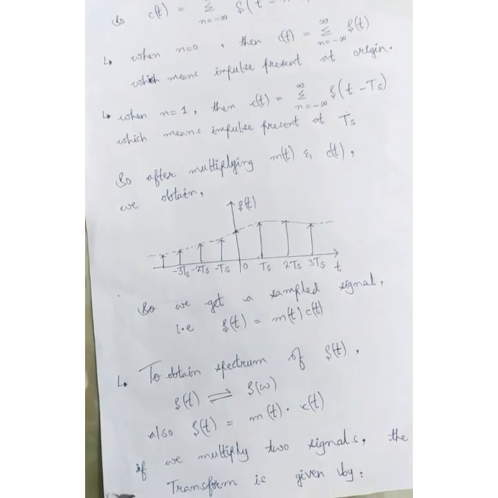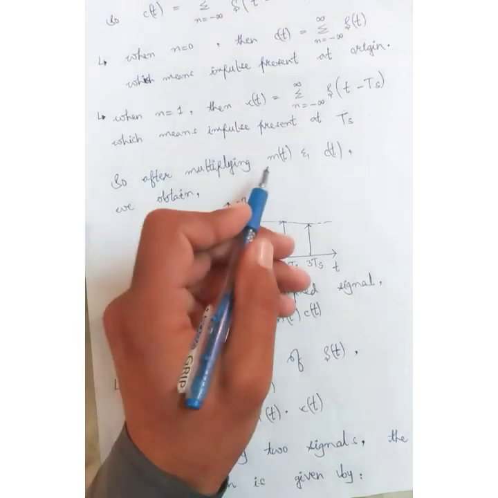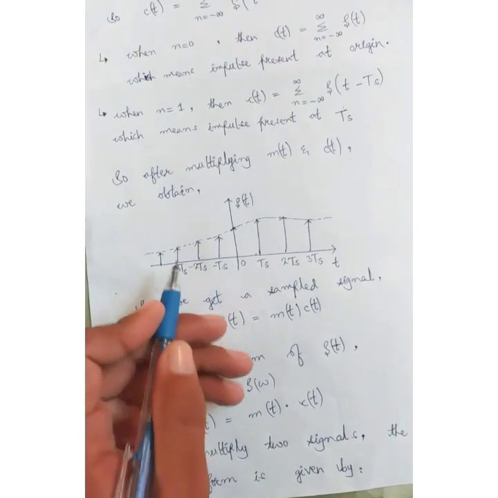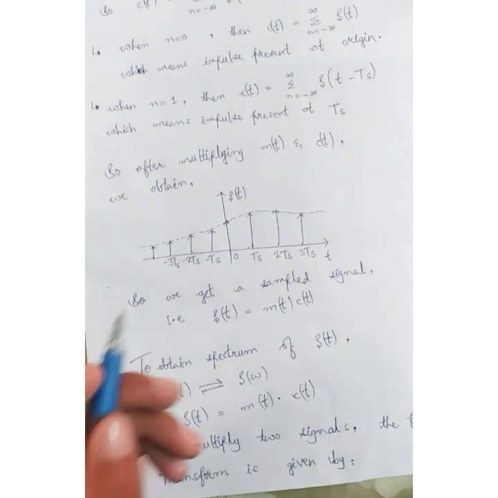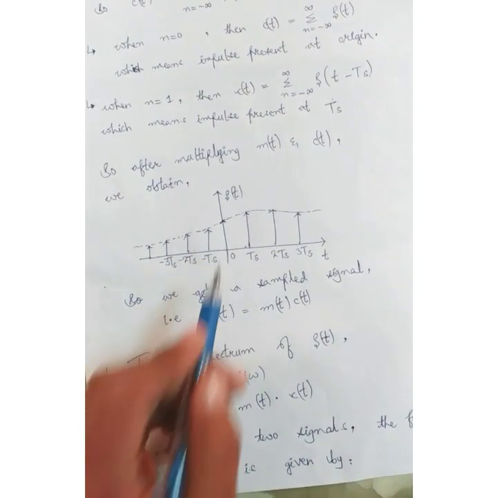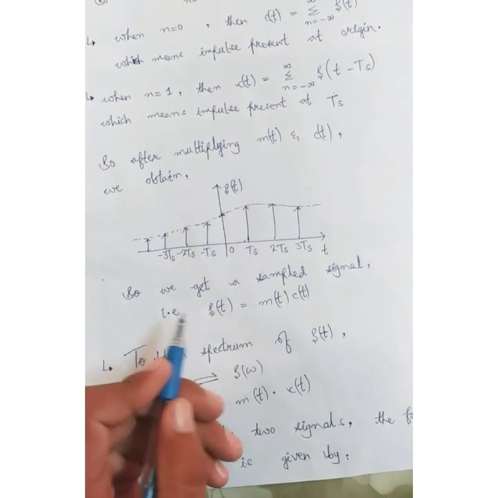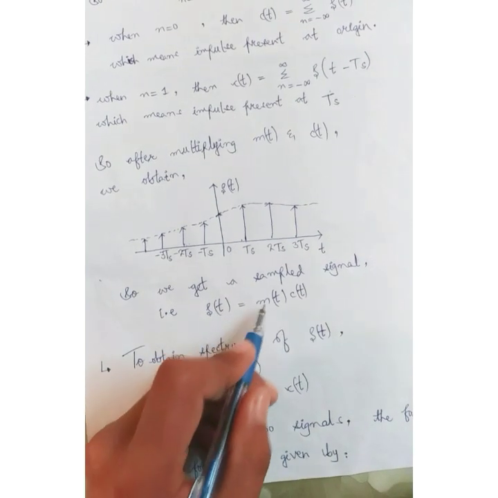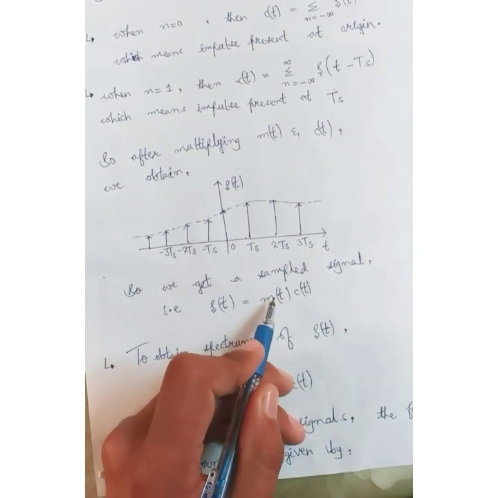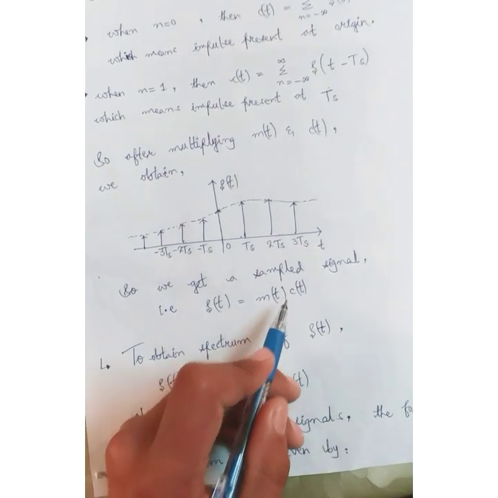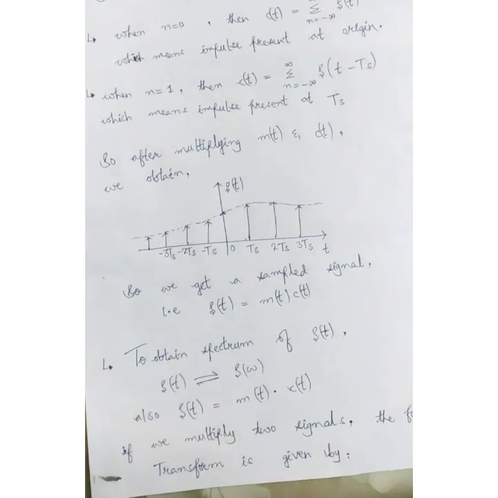Now after multiplying the two continuous time signals, that is m of t and c of t, we obtain a signal like this. This signal would be known as the sampled signal, and its expression would be like this: delta of t is equal to m of t into c of t. As we discussed earlier, we multiply both continuous time signals. One is the impulse train c of t and the other is the message signal m of t.